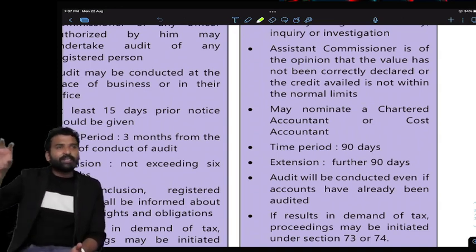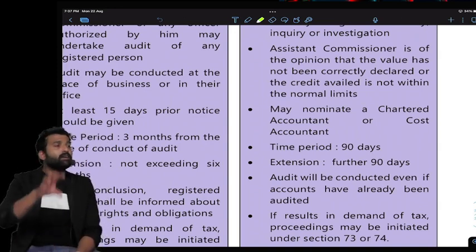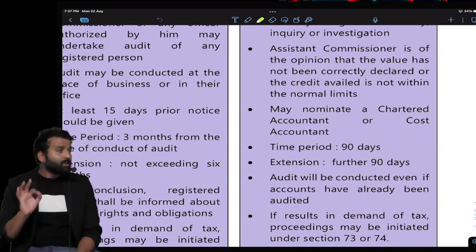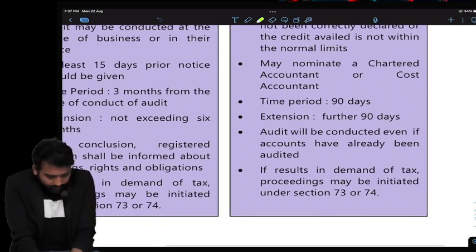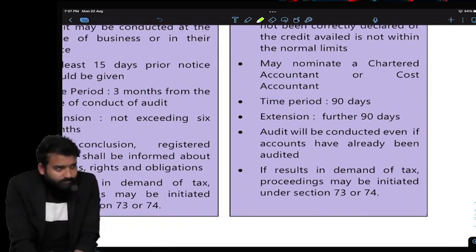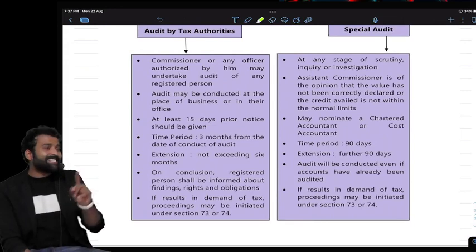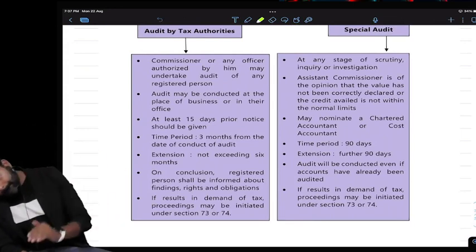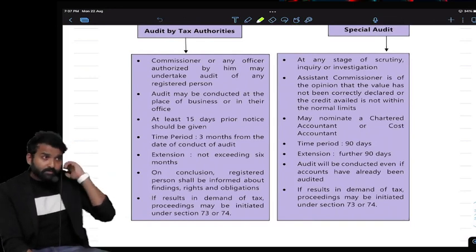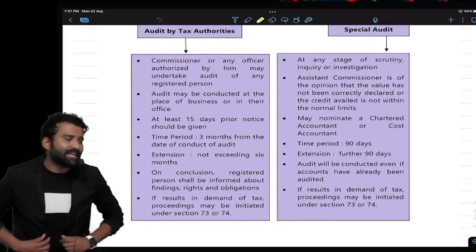That audit will be done by the CA or the CMA. The department will nominate the auditor. The fees will also be paid by the department only. Ordered by the department, the second audit will be done by a CA or CMA. It is a third party. There is no involvement of the assessee.